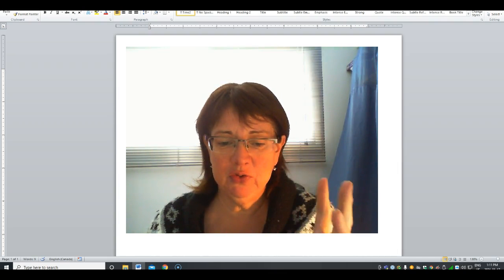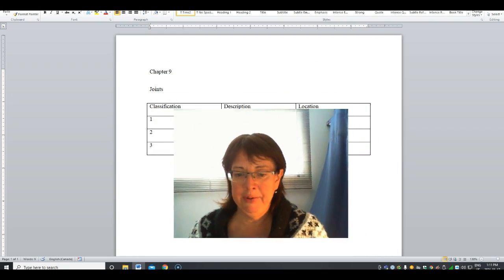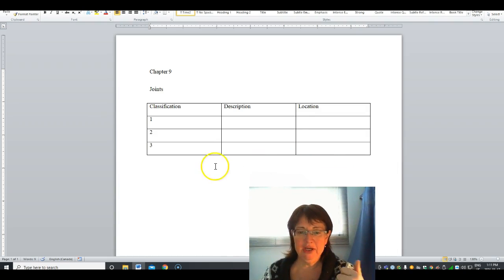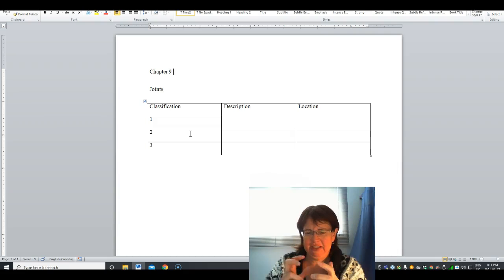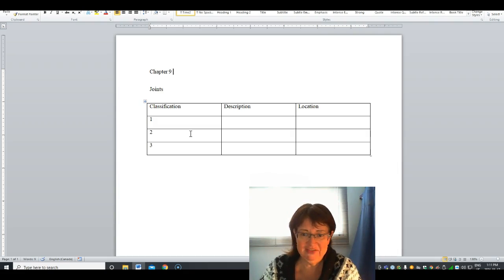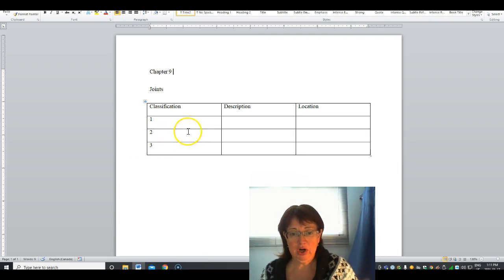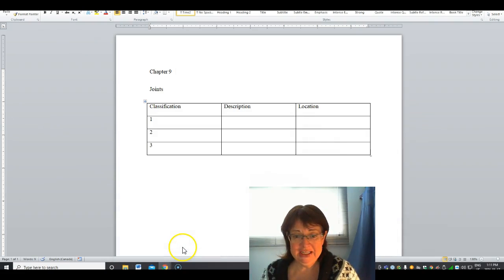Now, as we go through this chapter, I want you to make a little summary table. When we look at joints, I want you to pay attention. There are three classifications of joints, and realize that the stronger the joint, the more limited the flexibility. As we go through each one, write down a description in terms of its movability and its strength, and then put down a couple of notes with location. Work through this as we go, and then I'll summarize it at the end. So I'm looking at the textbook.